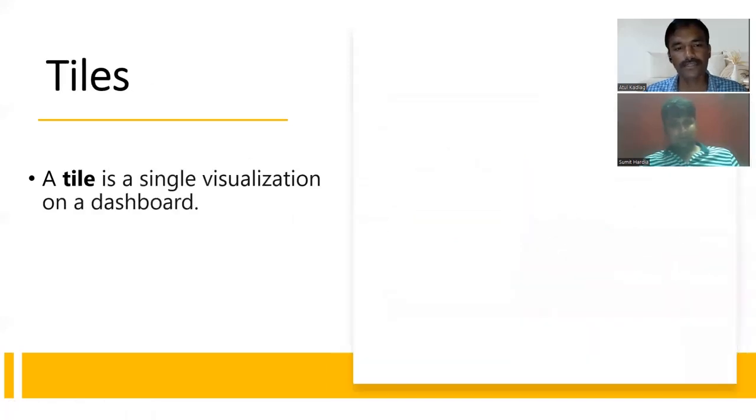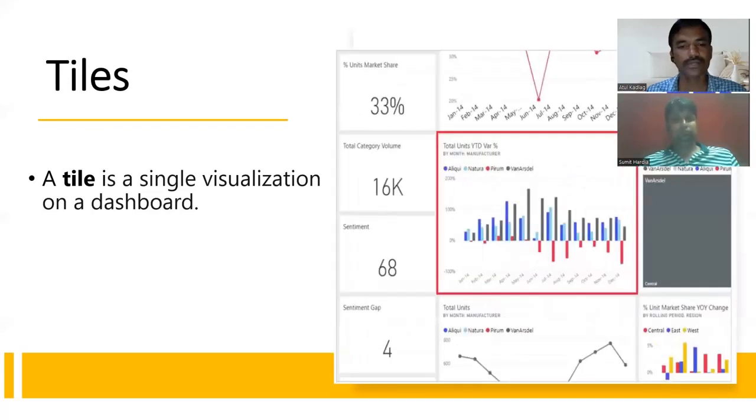Now tiles are another thing. A tile is a single visualization on a dashboard. When we want to separate out different visuals, we can do that with tiles. This is one block, which is nothing but a tile, and in this tile there is only one visual. This way we can have multiple tiles on a dashboard, which give different visuals. Like this is one visual, this is another, and this is another.